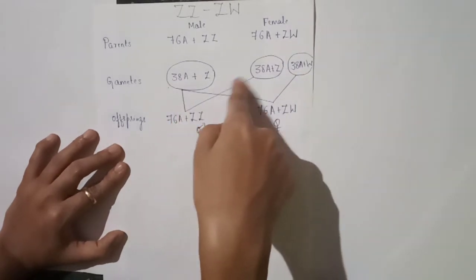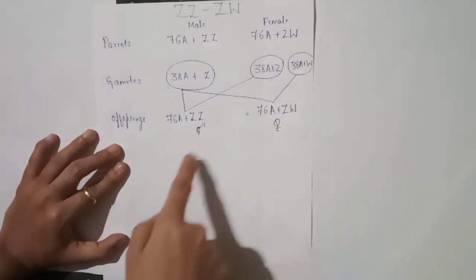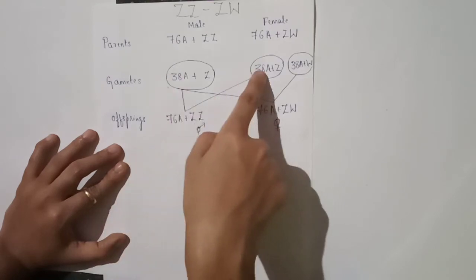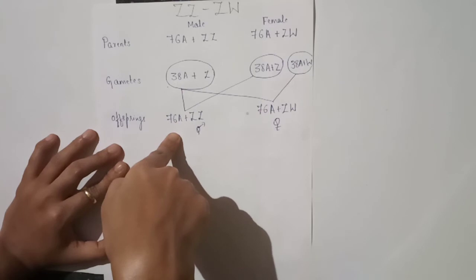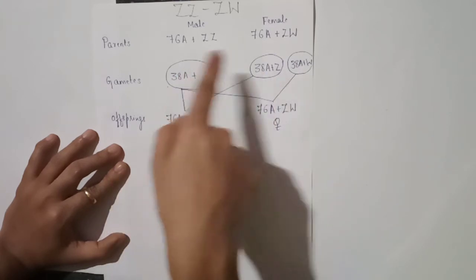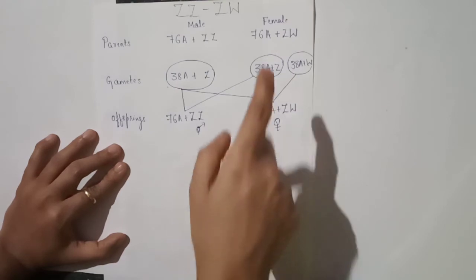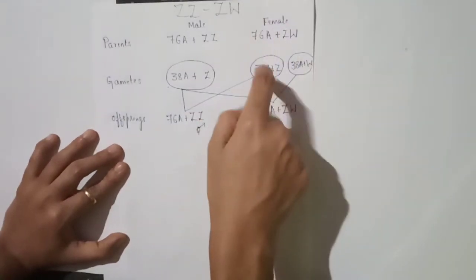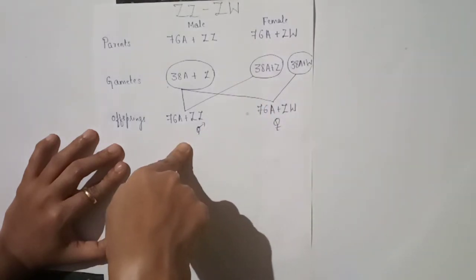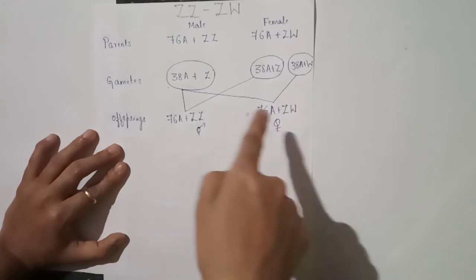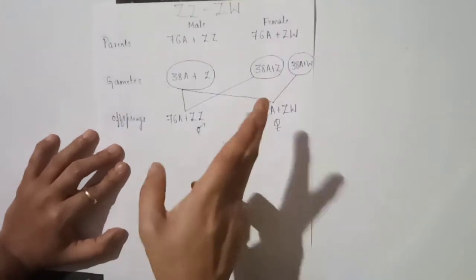This sperm has a 50% chance to fertilize with this egg cell or this egg cell. So, suppose it is fertilized with this egg cell, then the offspring becomes male. Suppose this with this, then the offspring becomes female. Understood? Here the female egg cell decides whether the offspring is male or female, because the female is heterogametic. It produces 2 kinds of gametes.